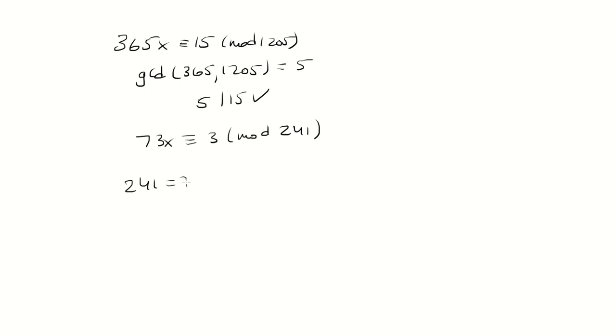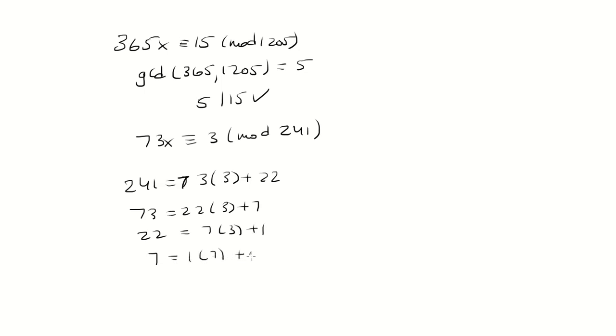So we have 241 is 73 times 3 plus 22. And then 73 is 22 times 3 plus 7. And 22 is 7 times 3 plus 1. And then 7 is 1 times 7 plus 0. So now we're going to work backwards.